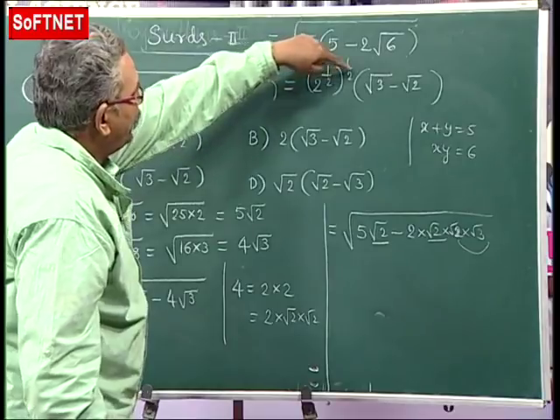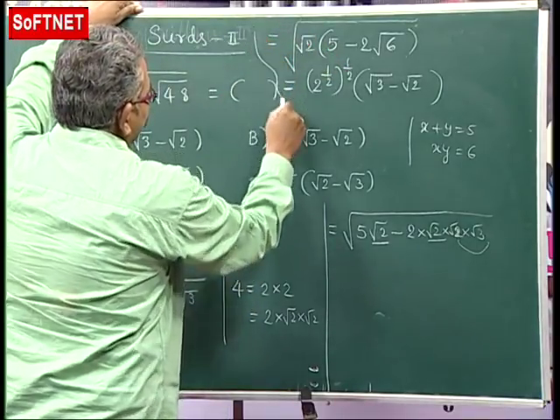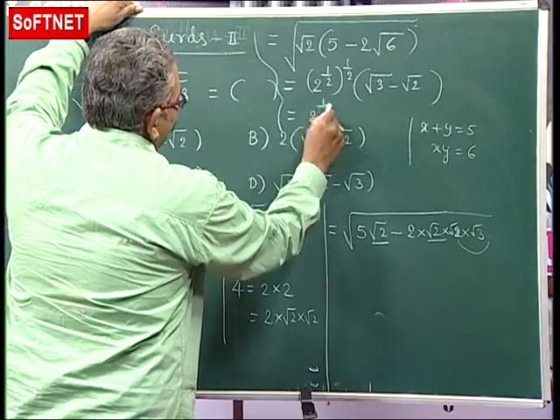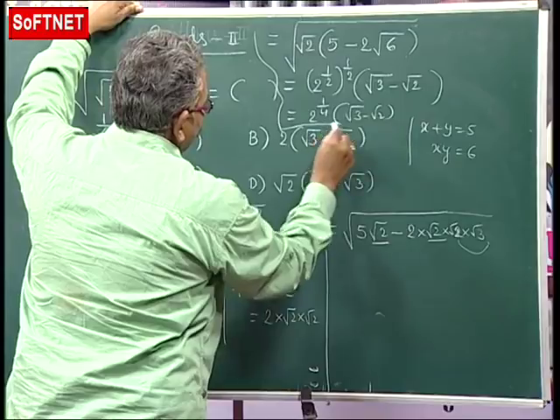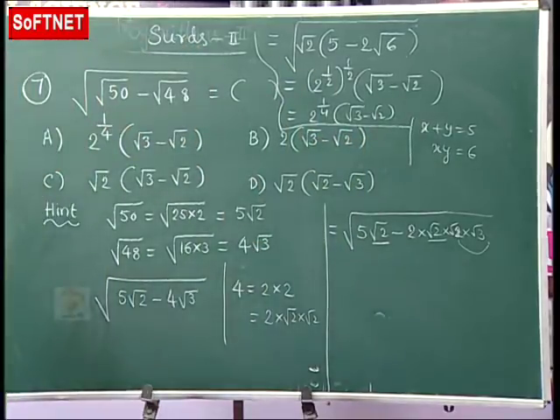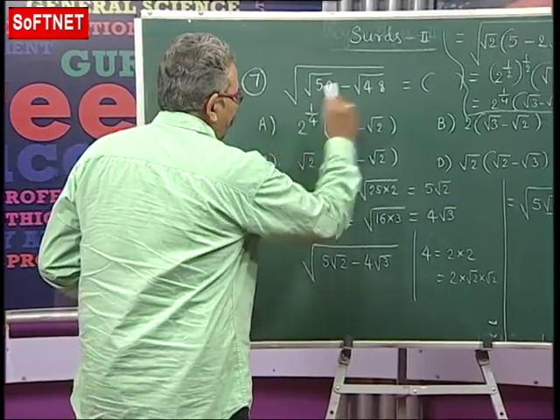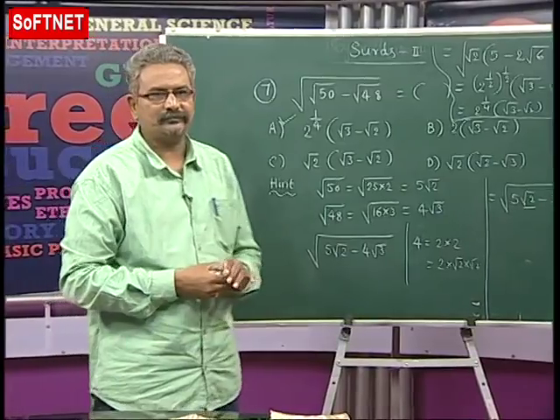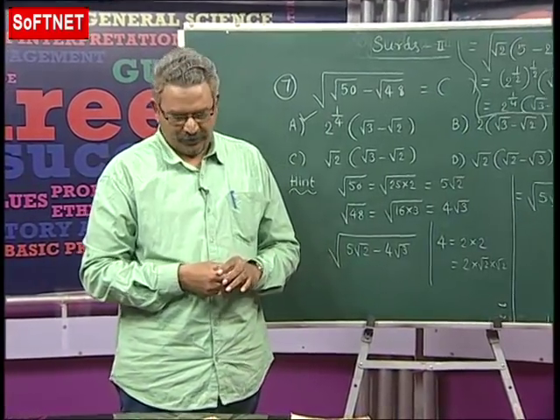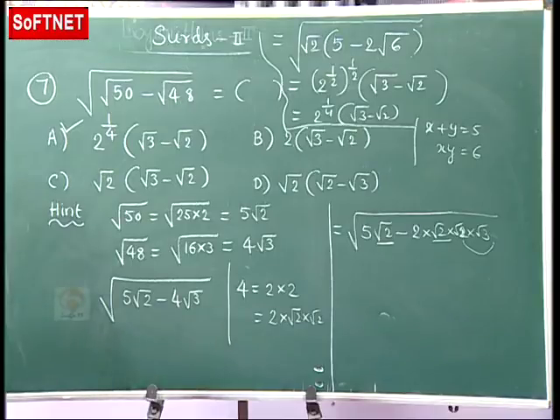Now, half into half, 1 by 4. So, this is equal to 2 to the power of 1 by 4 into root 3 minus root 2. So, which is the right option? Of all A, B, C, D, A will be the right option. Okay. So, next question.